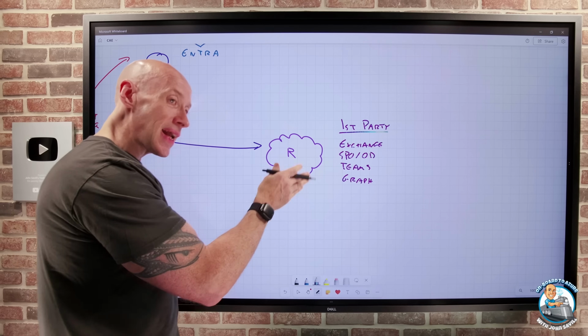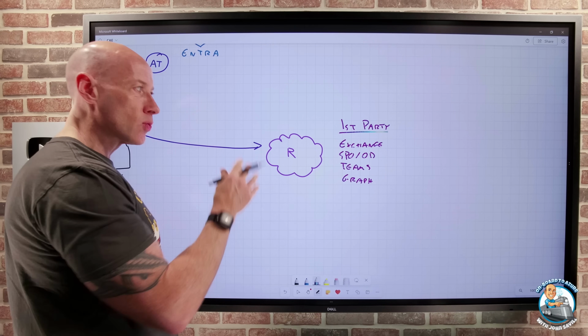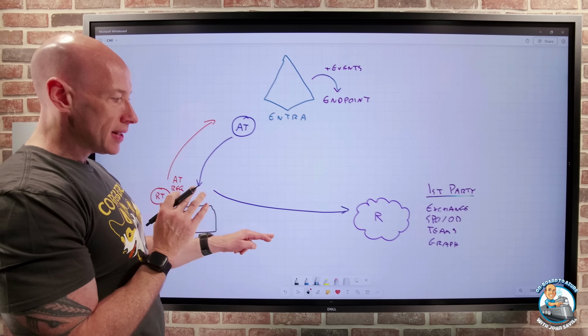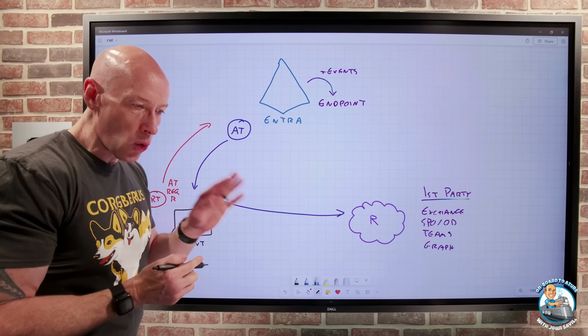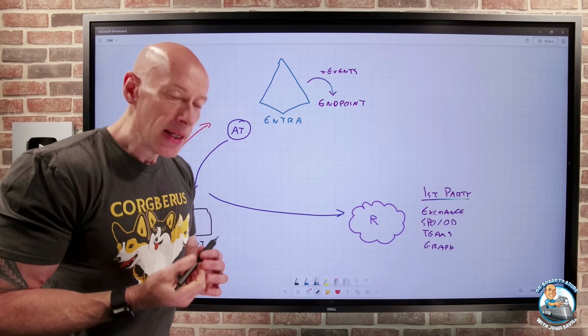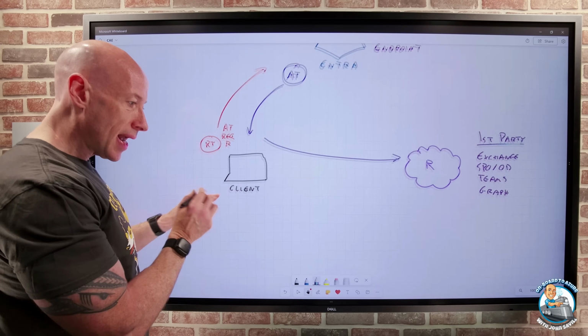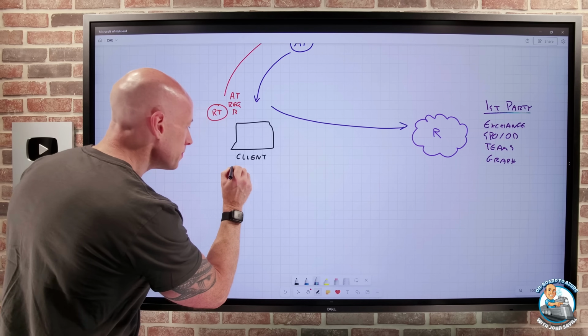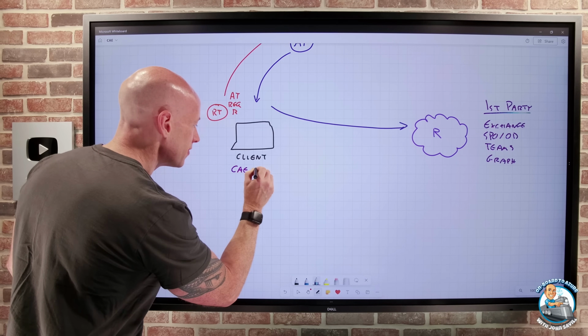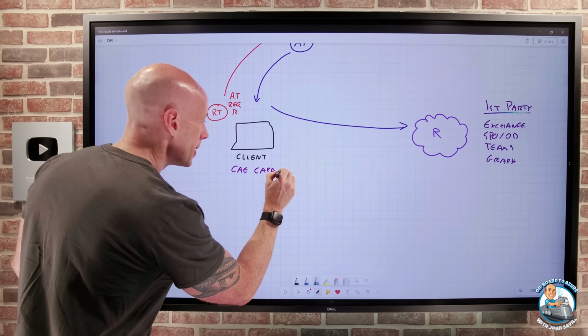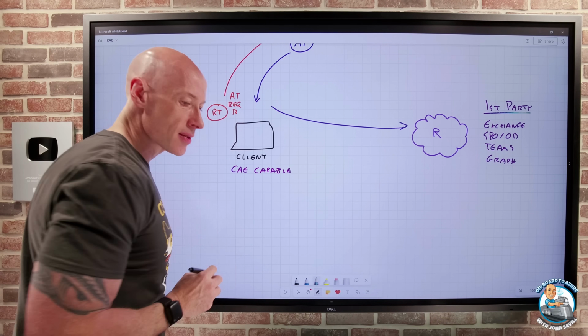Now, expect this list to grow over time. This is where they are today. But yeah, it's only those first party and it's only those services. The other important thing here is the client itself. This has to be continuous access evaluation capable. And that will make a lot more sense in a second.